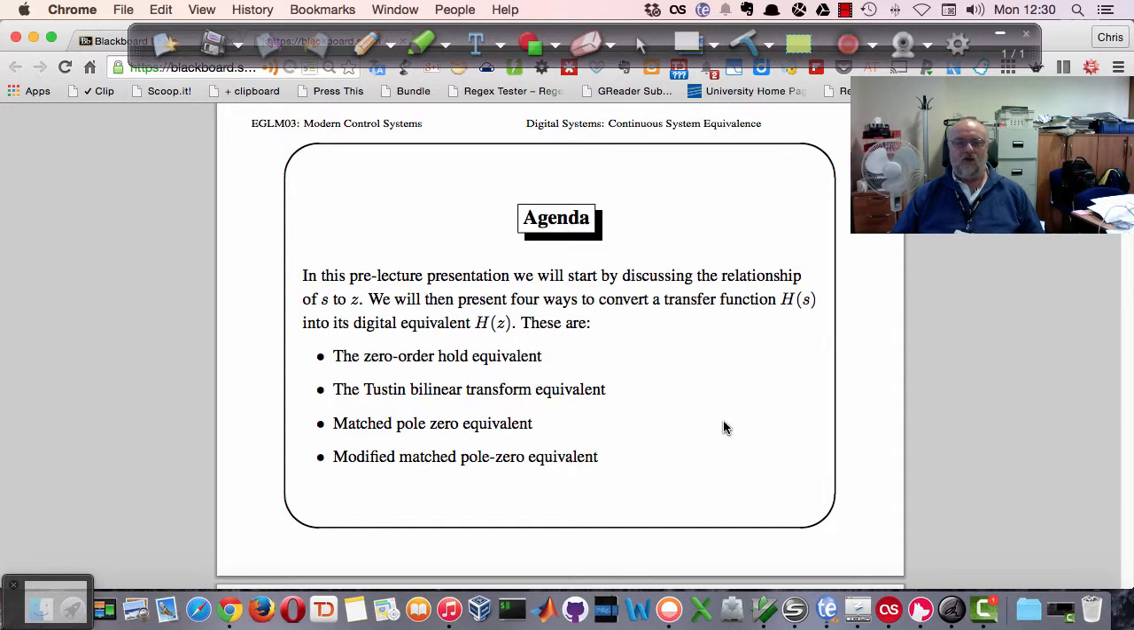The so-called zero-order hold equivalent, which is a transfer function that would have the same input-output behavior as if the original system was sampled. Then the Tustin bilinear transform, which comes about by approximating the integral operator using numerical integration, and then the matched pole-zero equivalent, which uses the relationship S to Z to put the poles in S at the equivalent locations in Z, and a variation of that which we need to use in some situations.